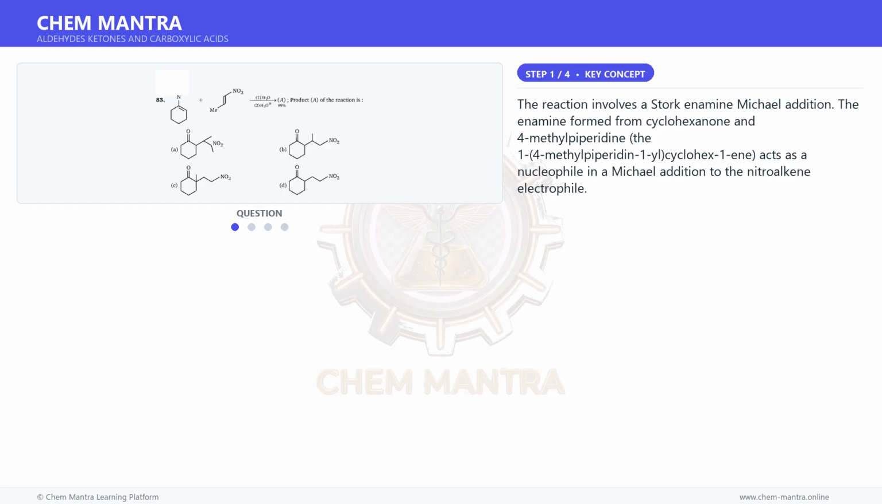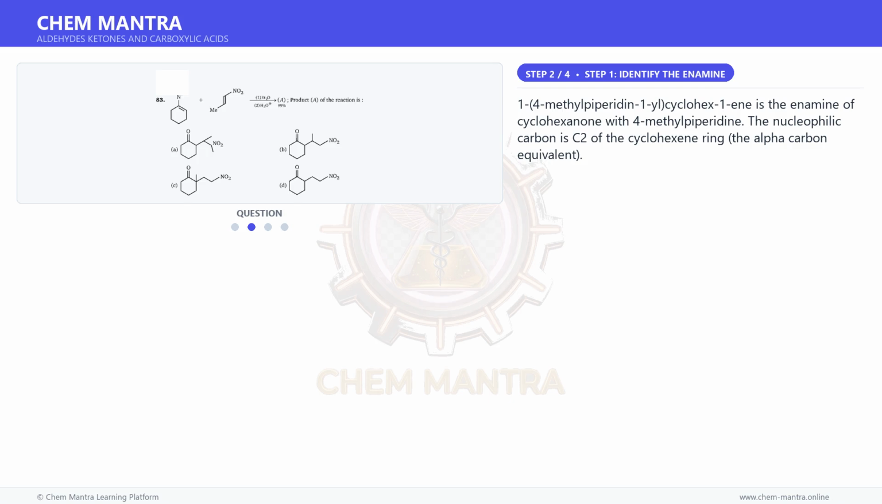The enamine formed from cyclohexanone and 4-methylpiperidine, the 1-(cyclohex-1-enyl)-4-methylpiperidine, acts as a nucleophile in a Michael addition to the nitroalkene electrophile. Moving on to the next step.